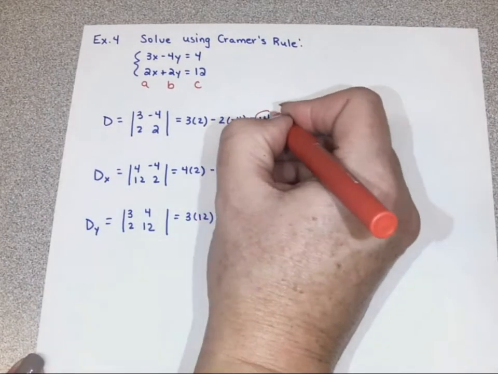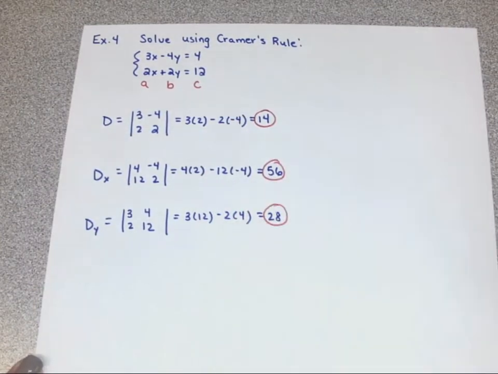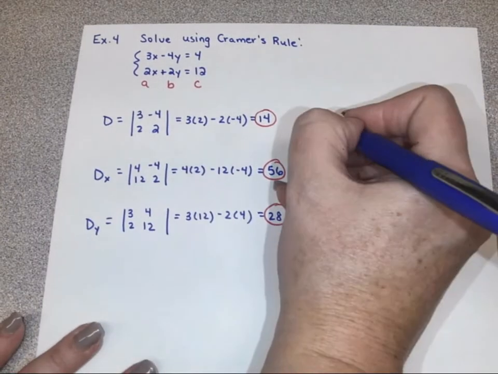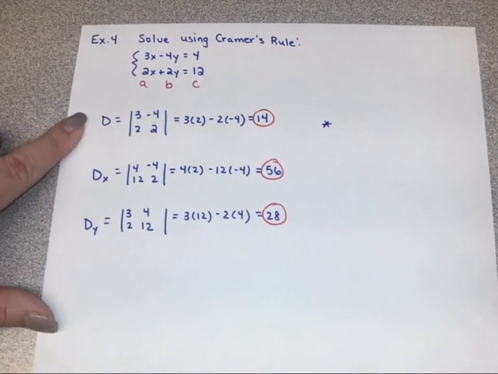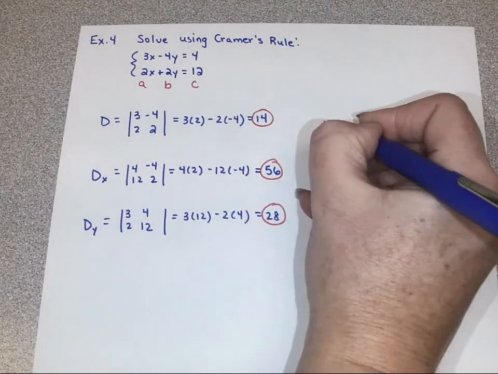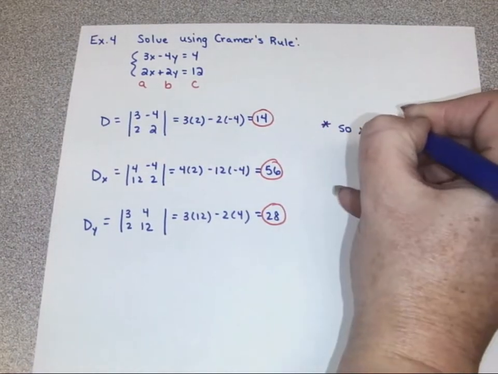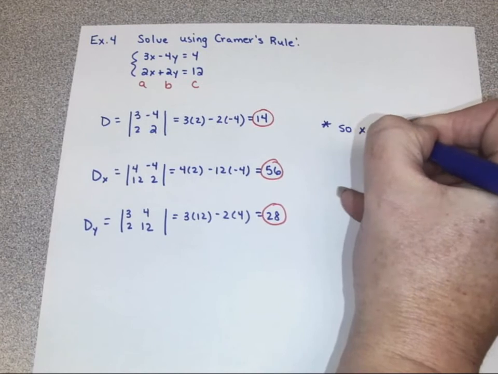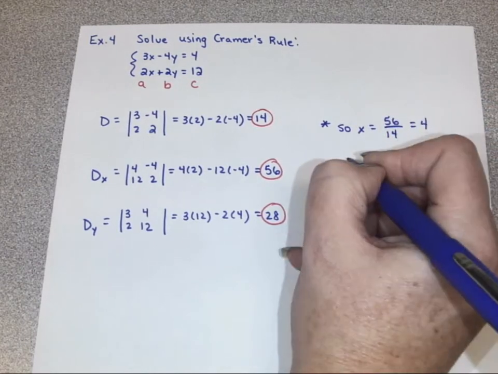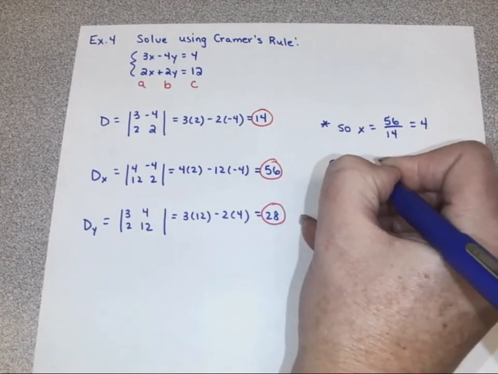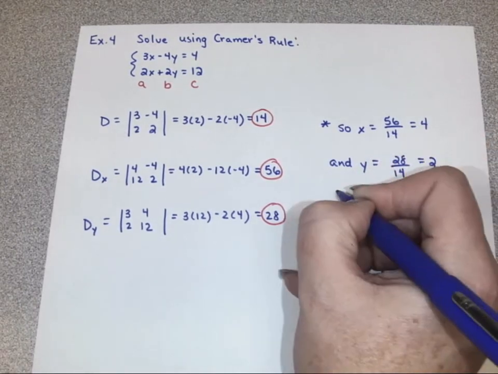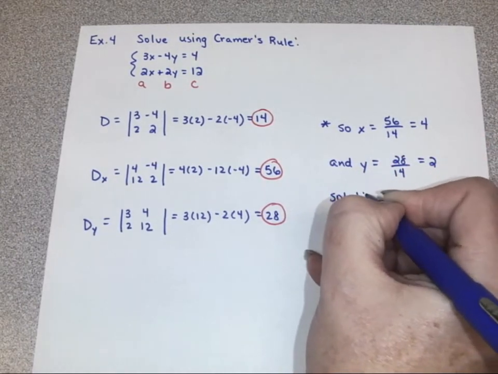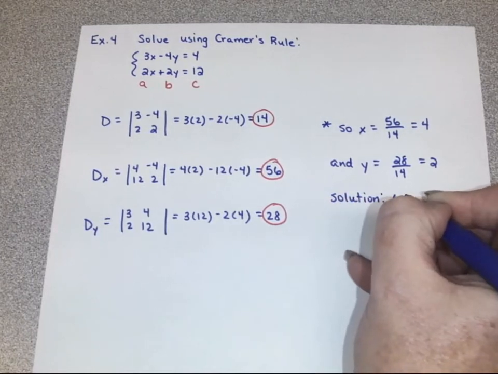So these are my determinants, but they're not my final answers, right? The final answers are found by doing this over this for X, this over this for y. So x is going to be 56 over 14, or 4. And y is going to be 28 over 14, or 2. So in the end, the solution is just going to be 4, 2.